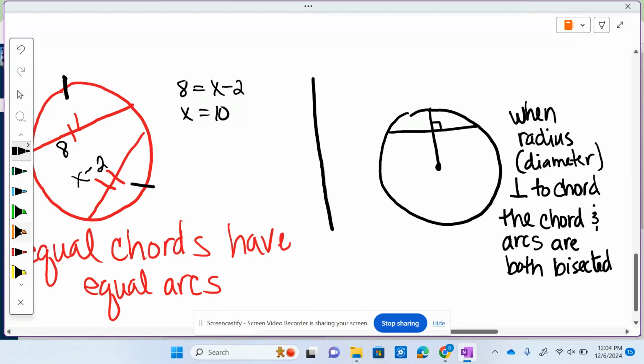Now we're really focusing on segments. So if I were to call this A and B, because this radius is perpendicular to this chord, I know that A is equal to B. I also know that this arc section is congruent to that arc section.